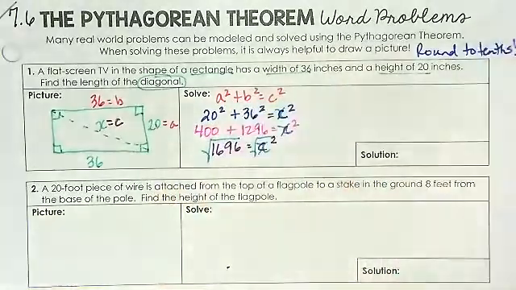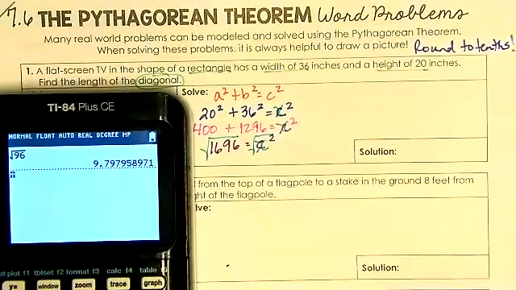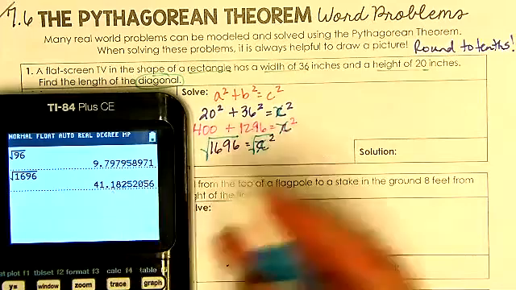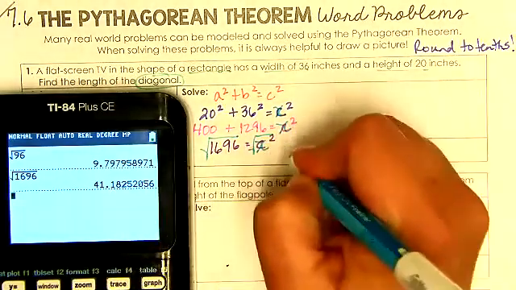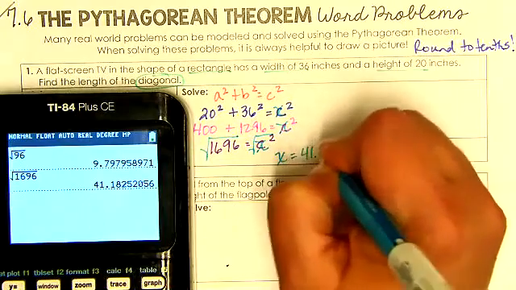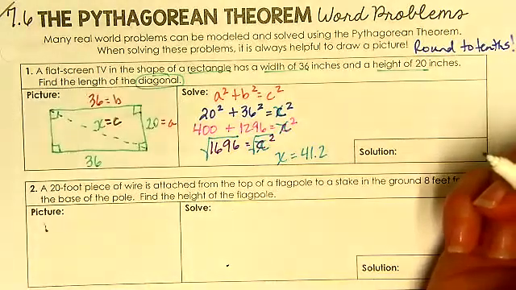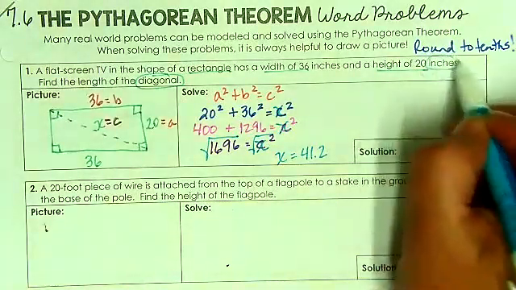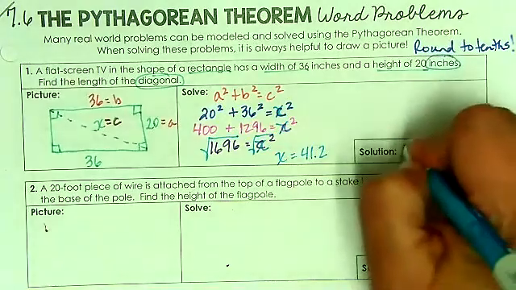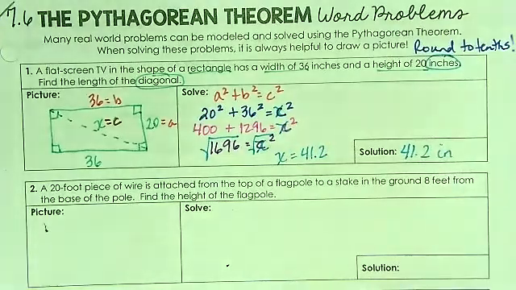And when I take the square root, we're going to have the square root of 1696. We round to the nearest tenth. So the 8 causes the 1 to round up. So therefore, X equals 41.2. Now this is a word problem, so when I write my solution, I have to include my units. And notice that the units are inches. So we have 41.2 inches as our final answer.